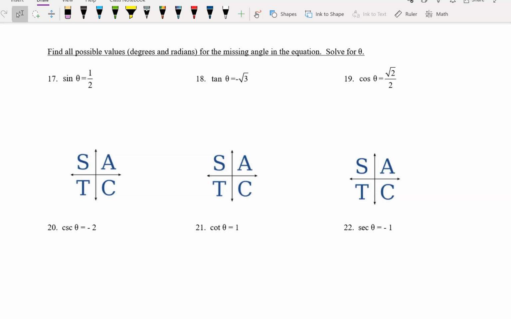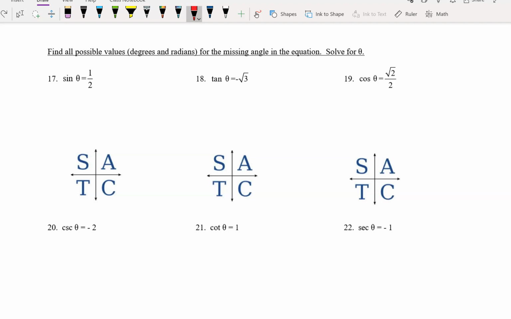And theta could have a couple different answers. And I should kind of specify that we're just talking about within one revolution, so from 0 to 2 pi, because technically this could have an infinite amount of answers, but we're only focused on between 0 and 2 pi, or 0 and 360, since they want degrees and radians. So we need to think about all of the places on the unit circle where sine could be 1/2.